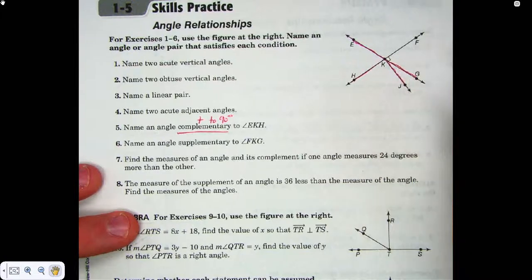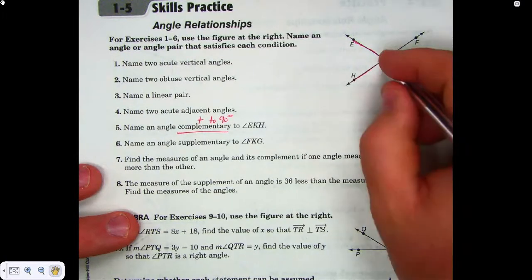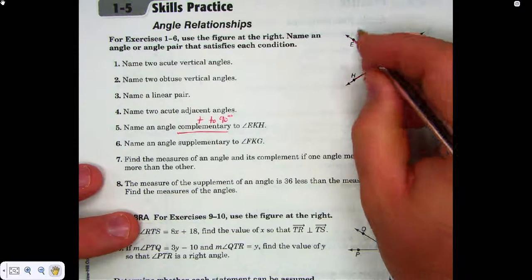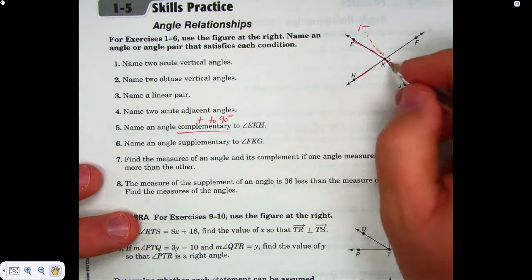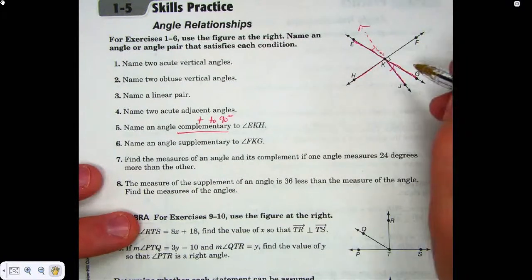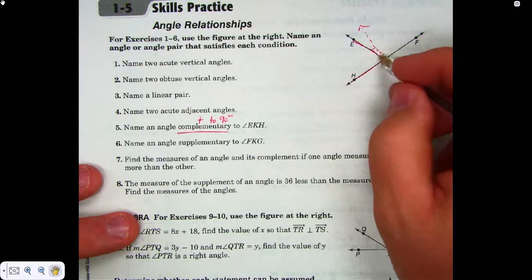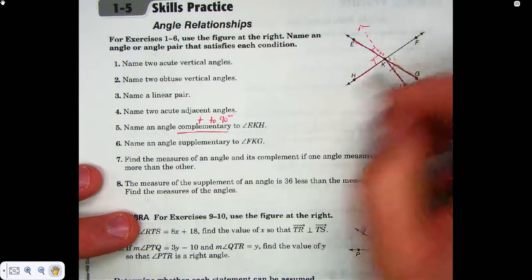It's this one, but it has to be on... it has to be this one. Okay? The reason is if I extended this line, this would be congruent to this, correct? And that would complete the 90 degrees because then these two would be vertical. Okay?